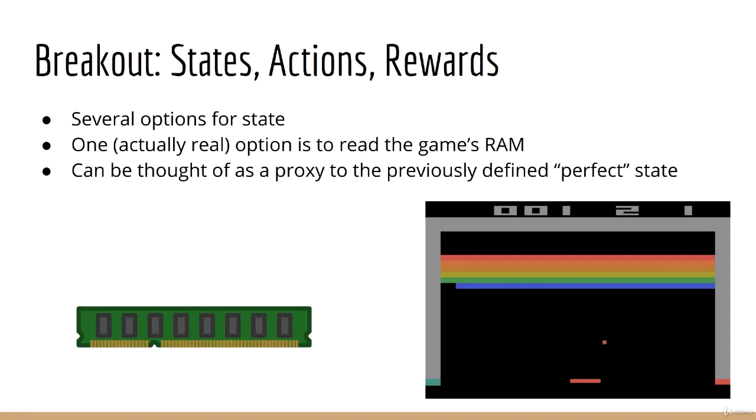Another way you can read the information about the state of the environment in Breakout is to look at the game's RAM. In other words, look at the values it has stored in memory. In contrast to the above, this actually is one method used in modern reinforcement learning applications. It's a proxy to the above perfectly defined state. You can imagine that it should be quite possible to derive the locations of the blocks and the position and velocity of the ball and so forth from the values stored in RAM.